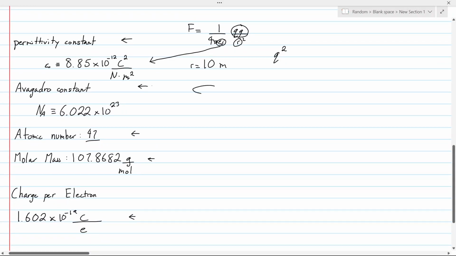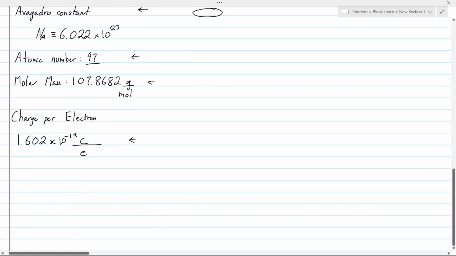Well, Q results from the charge imbalance on the silver dime. So we need to first work out how many electrons exist in the 2.5 gram dime. Then we take 1% of that to tell us how many electrons there are that are unbalanced. Once we know the amount of electrons, we can then multiply that by the charge per electron to get us Q.